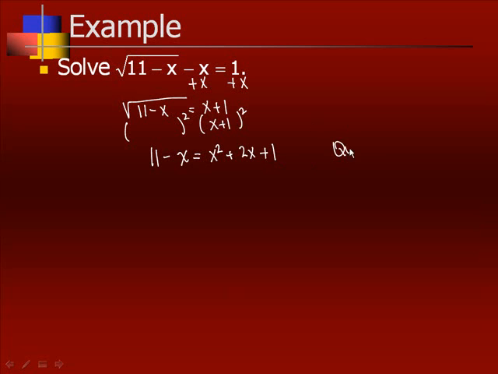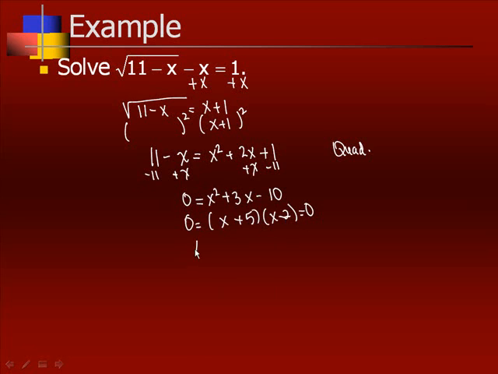Now notice this is quadratic. So to solve a quadratic, we're going to set it equal to 0, add x to both sides, subtract 11 from both sides, so we get x squared plus 3x minus 10 equals 0. Now this one's going to factor. x plus 5, x minus 2 equals 0. So x is negative 5 or x is 2.